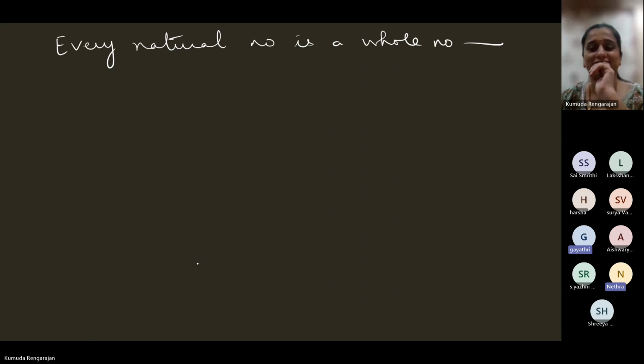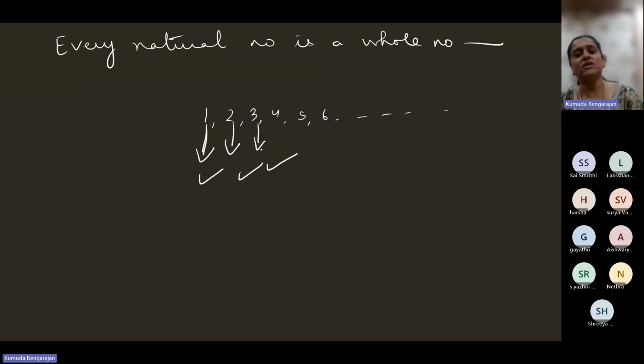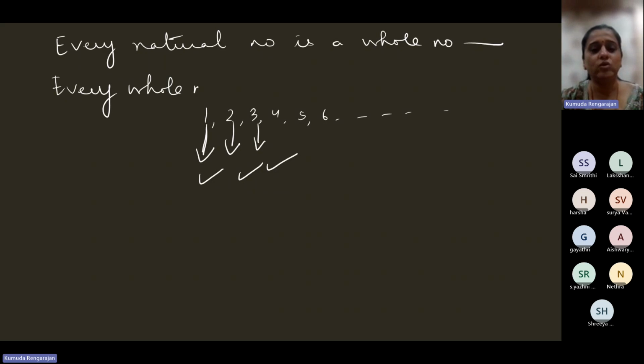True. So ask yourself: 1, 2, 3, 4, 5, 6, it goes on like this. Every natural number. Is this one a whole number? Yes. Is this one a whole number? Yes. Every natural number is a whole number. Now the converse. Every whole number is a natural number. Is this true?